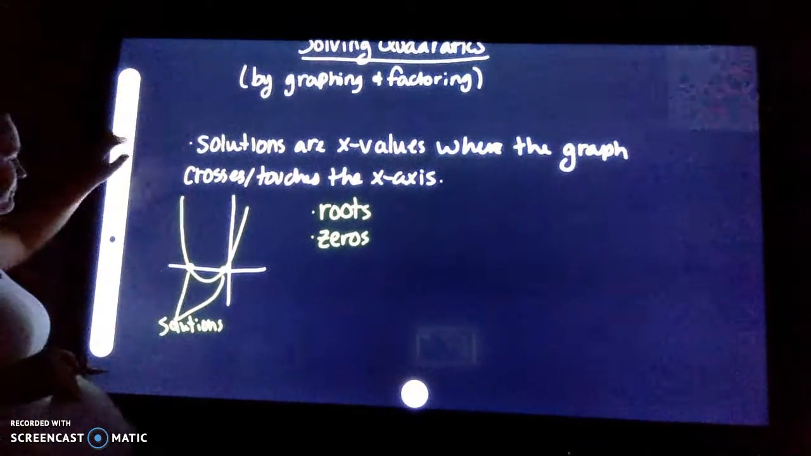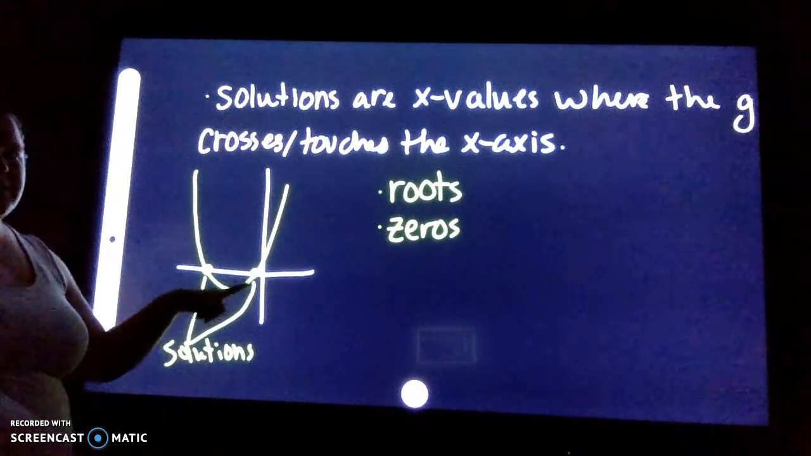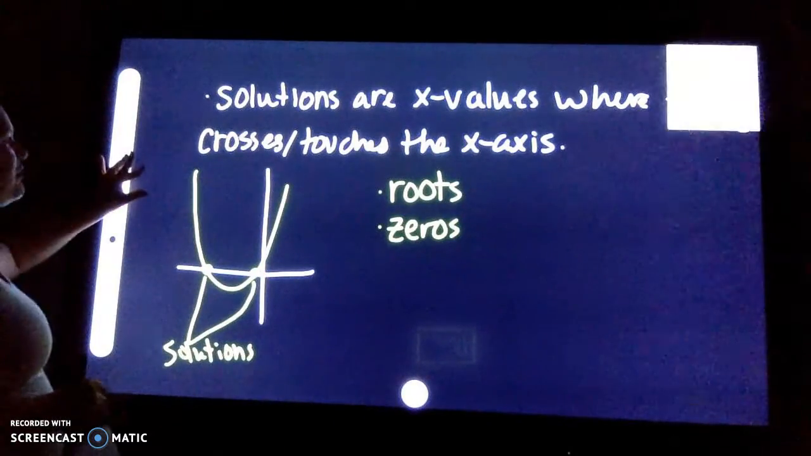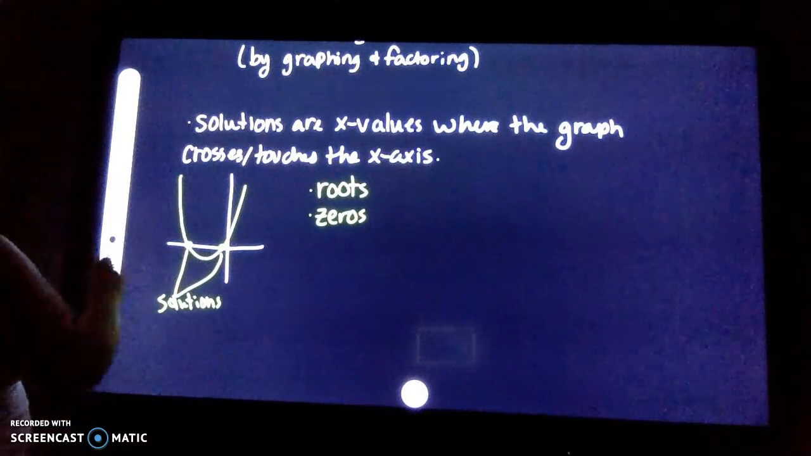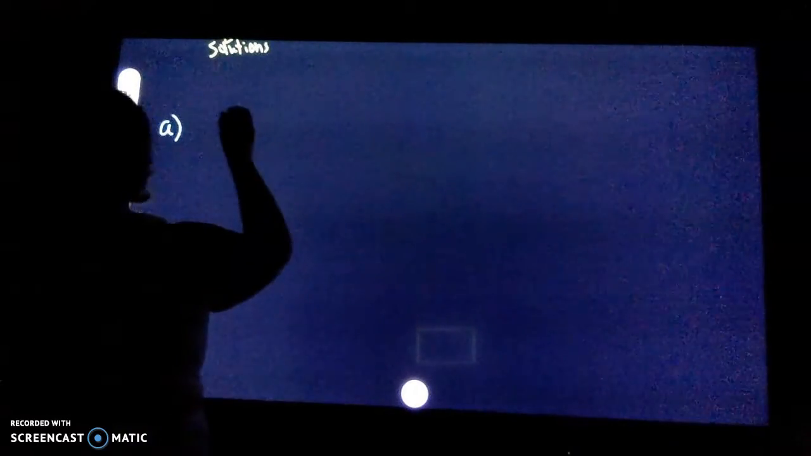So in this example, I have a parabola that crosses the x-axis in two places. Those two places then are called the solutions of my quadratic. We also call them roots or zeros. Okay, so they go by a couple different names. So what we're going to do is write the equation and graph the function and identify the types or how many solutions we're going to have.